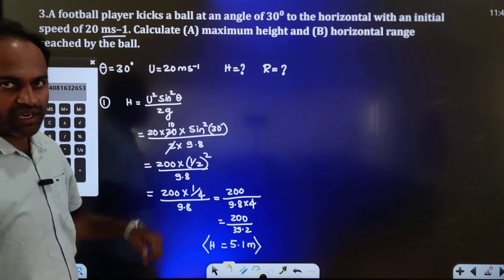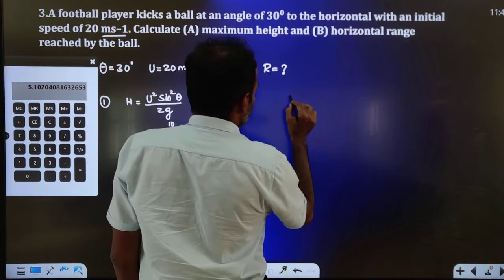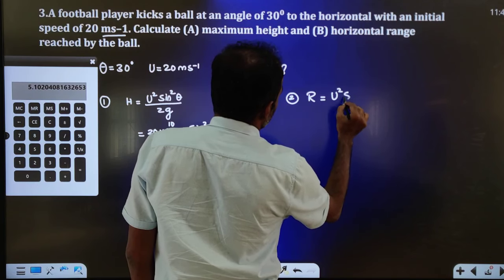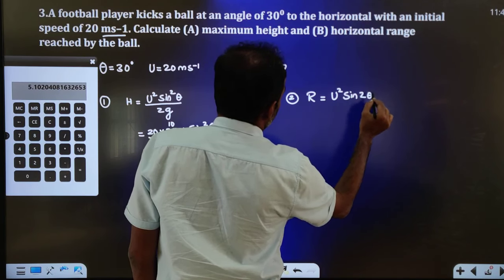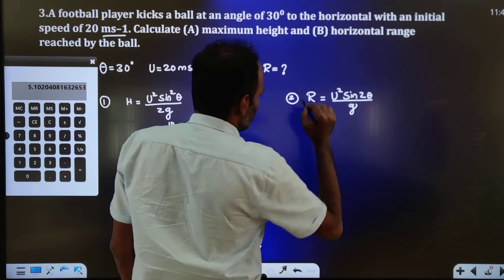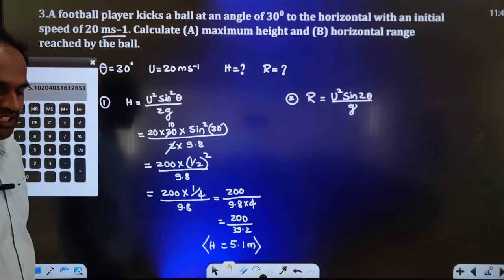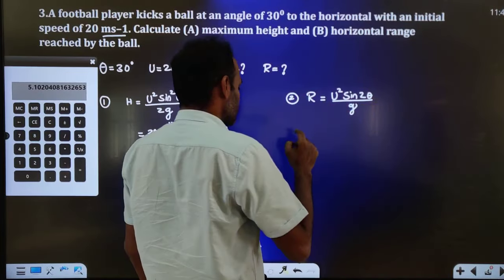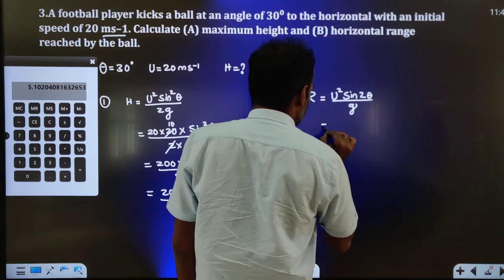Next, what do we calculate? We calculate the range. So let us calculate the range then. What is the formula for range? Range is u square sin 2 theta upon g. This is the formula of range. When solving, first write the formula, then do the substitution, and do the detailed calculation step by step.